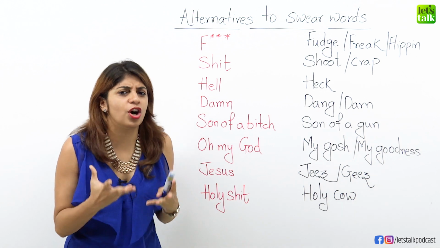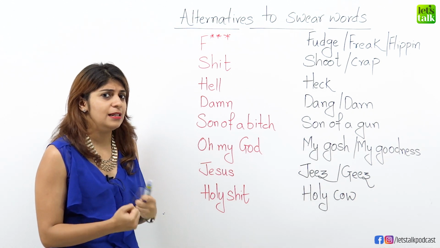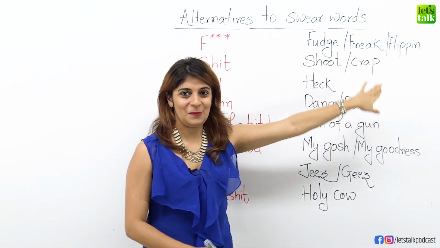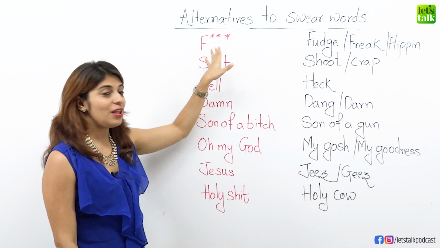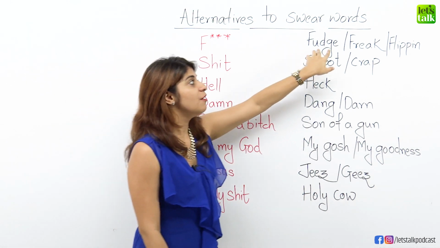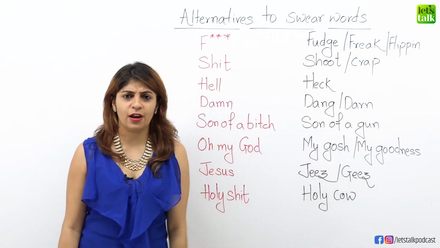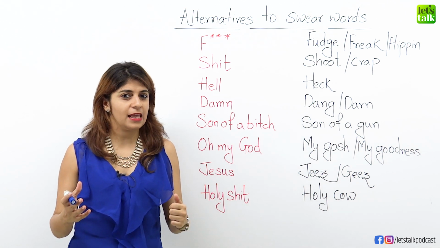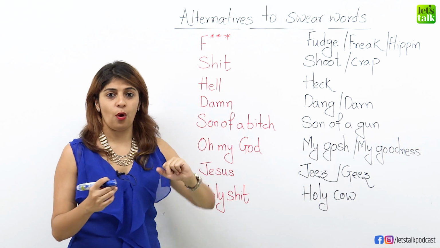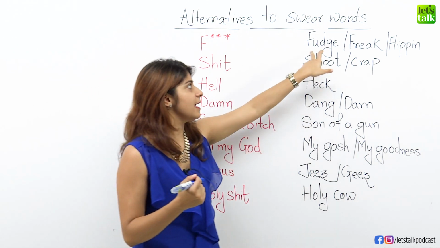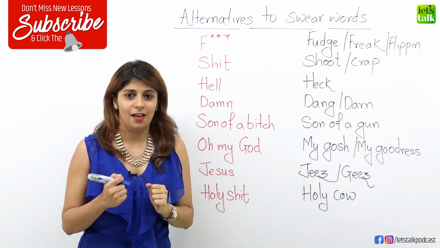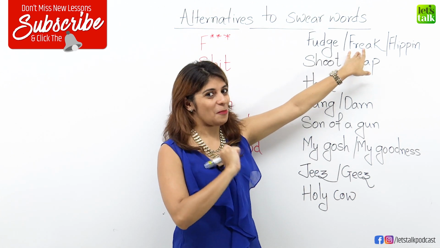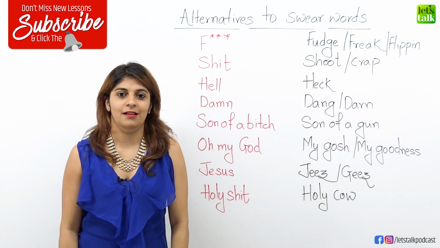And if you have that urge of saying the F word, well, take it back and try using these words here. The alternatives to the F word are fudge. So if you're angry, or you're writing something and you made a mistake, rather than using the F word, try and say, oh, fudge, okay? If you don't want to use the word fudge, you have another option, which is, oh, freak, okay?